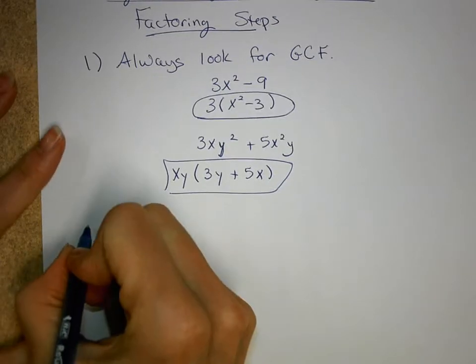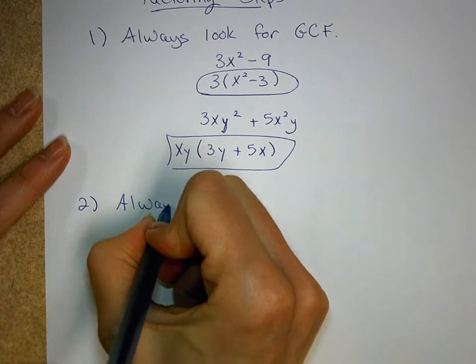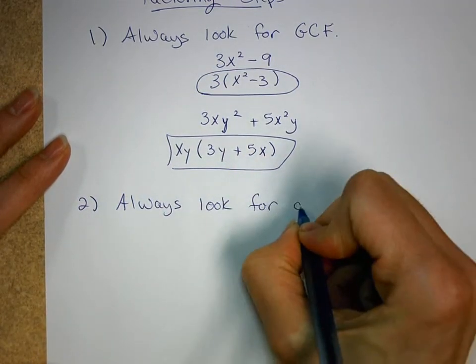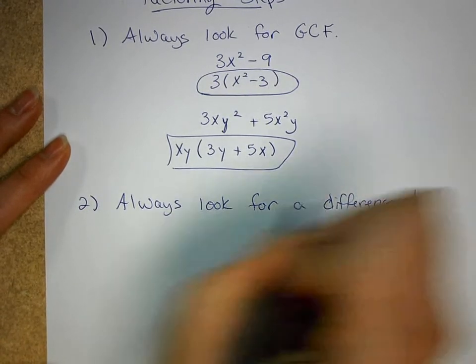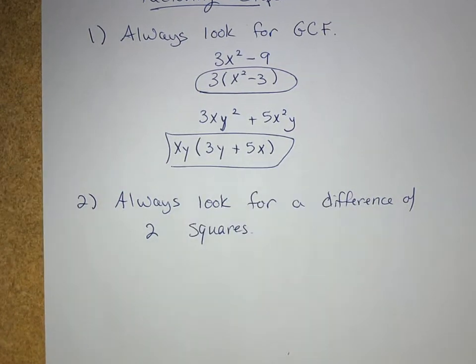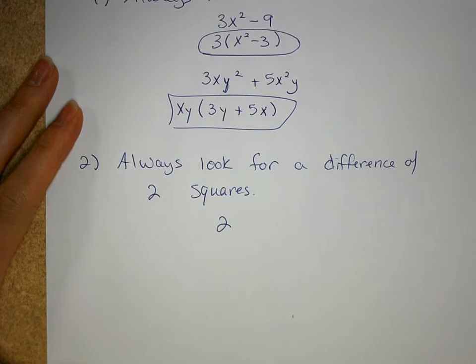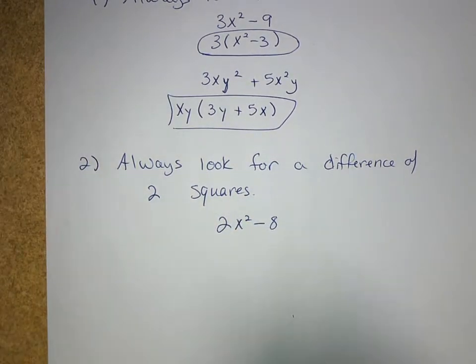Here's the second thing you should always look for because it makes your life a lot easier. Always look for a difference of 2 squares. Now, I didn't do a lot with this. You don't need this, but it sure saves a lot of time. Let me give you an example of this. That's a multiple step problem. Here's my problem. I get 2x squared minus 8.